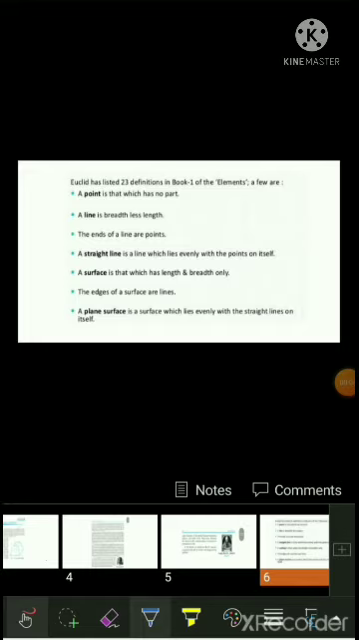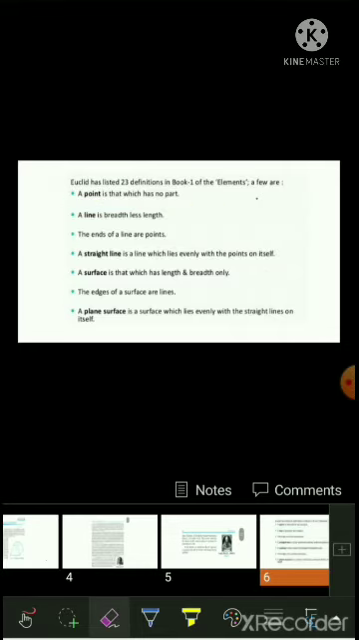Now let's learn. In book 1 there are about 20 definitions, but a few are here. The first one: a point is that which has no part. Yes, a point has no part. Then comes a line. A line is breadthless length. Breadthless length means it has length and no breadth.